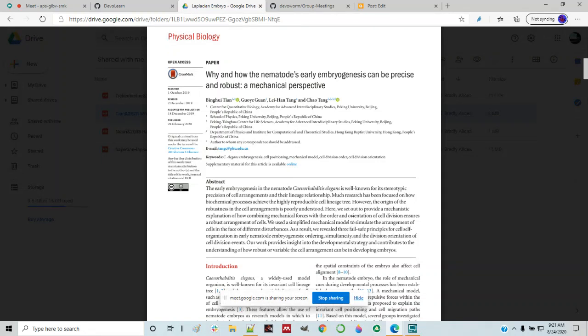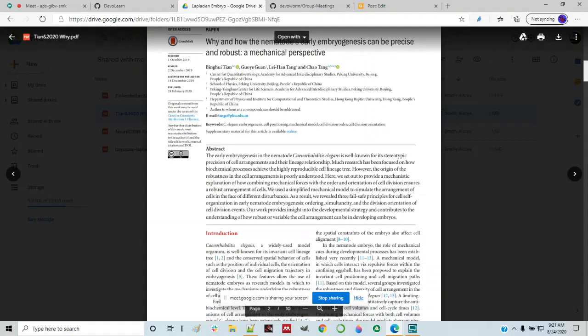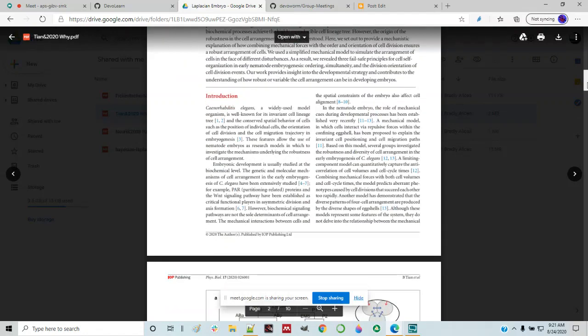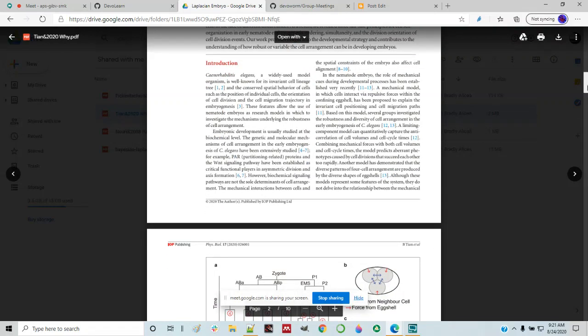So they do these perturbations: ordering, simultaneity, and the division orientation of cell divisions. And then our work provides insights into the developmental strategy and contributes to the understanding of how robust or variable the cell arrangement can be. So this is basically where they want to perturb the egg, or the cells in the egg, to see if they form different patterns, if you introduce different temperatures or different forces. That's what this paper is about.